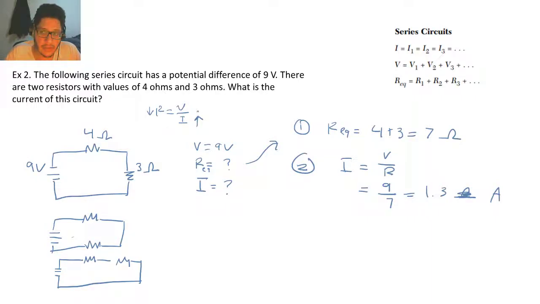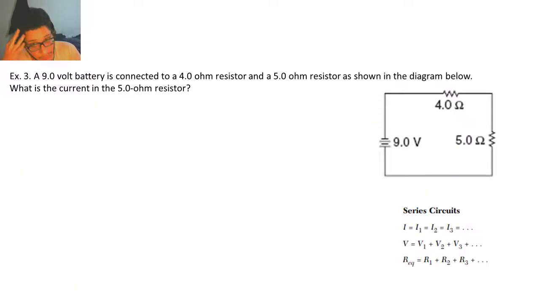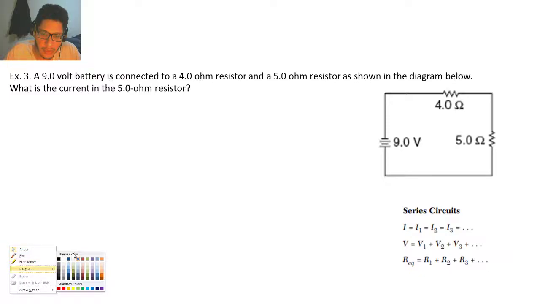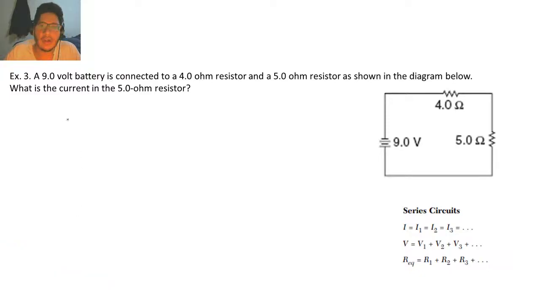Let's see how this is a little different in parallel. It's a little more involved, a little more difficult. A 9-volt battery is connected to a 4 ohm resistor and a 5 ohm resistor as shown in the diagram below. What is the current in the 5 ohm resistor? So, important takeaways here. First of all, this is one more series circuit. So, we're not yet talking about parallel. I actually want you guys to give this a shot. I'm not going to set you up at all for this. I want you to just go straight through it. Try to solve out the current in the 5 ohm resistor.